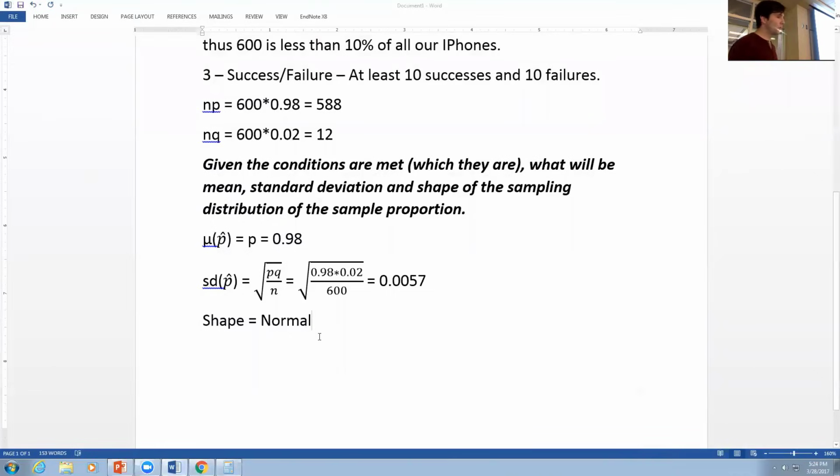Okay. So that gets us through that. We now have the conditions being met. Also, going through this, we identified some key portions of this problem. We have identified P, we have identified Q, we have identified N. That's pretty much everything till we get to the next part of the problem.